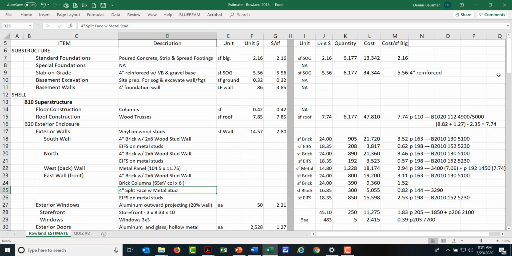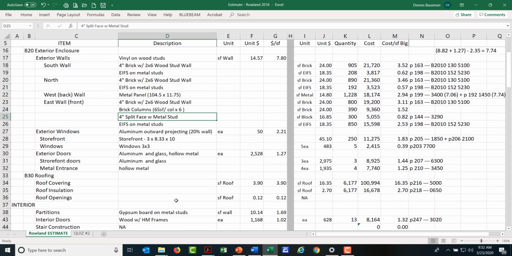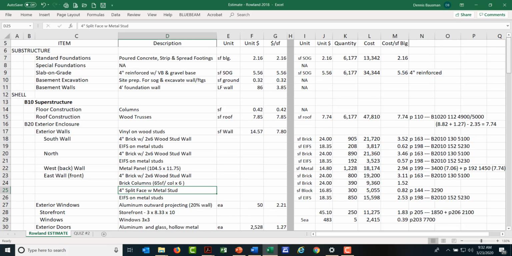Okay, let's take a look at this now. All right, the roof. Roof construction, that's just the framing. We have roofing down here, so we'll come back to that in a second.